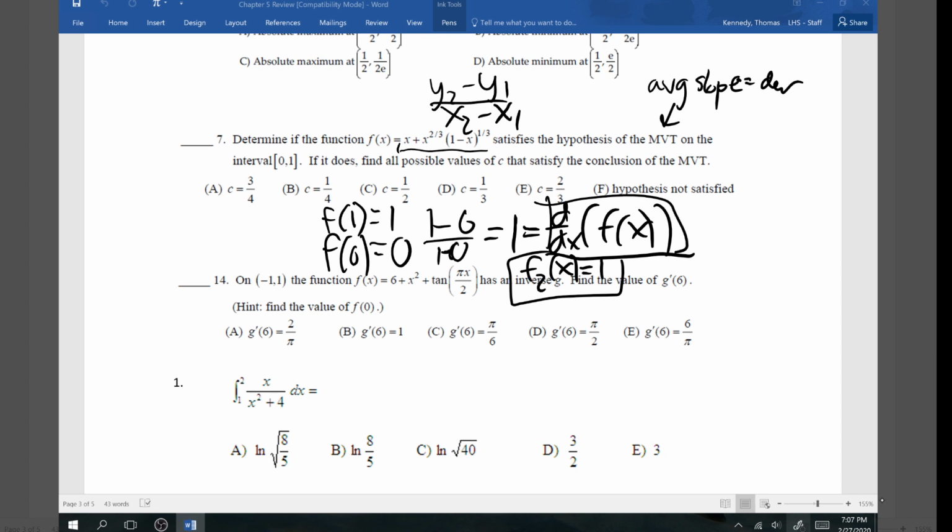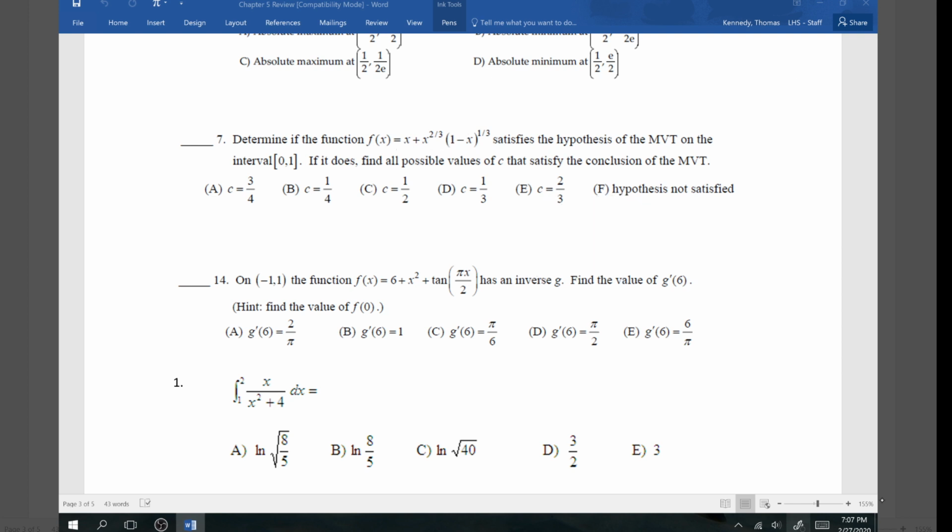Okay, so that's the first question. I would graph this. The algebra works out, and if you want to see it, that's in the review. But the big idea for mean value theorem, if you get a mean value theorem question, it's going to be simpler algebra-wise, and you just need to make sure you set the average slope equal to the derivative. All right, next question.